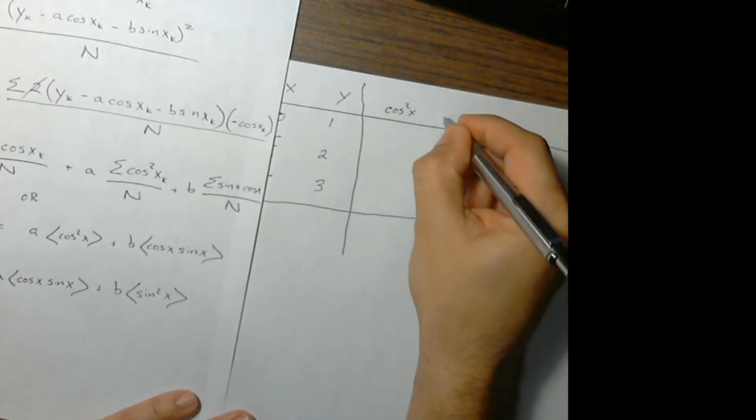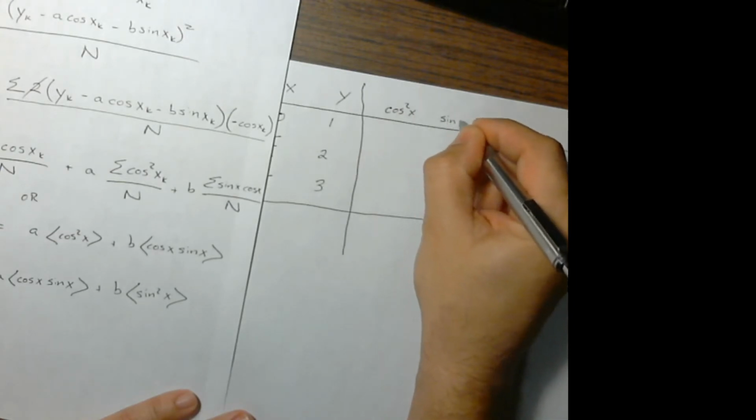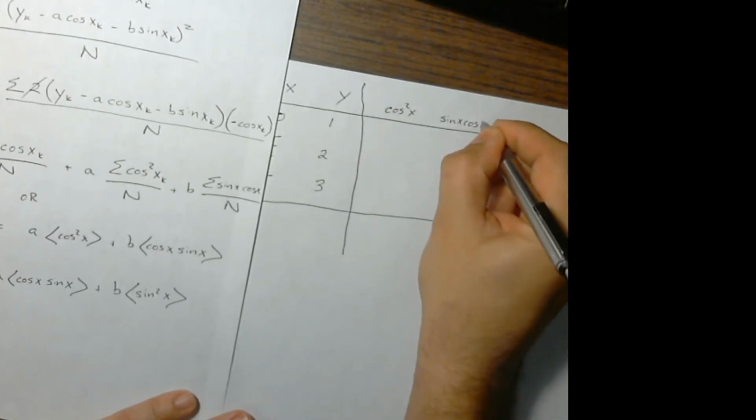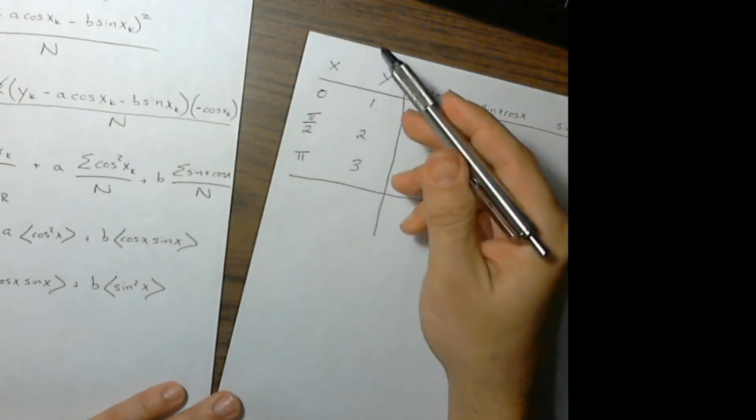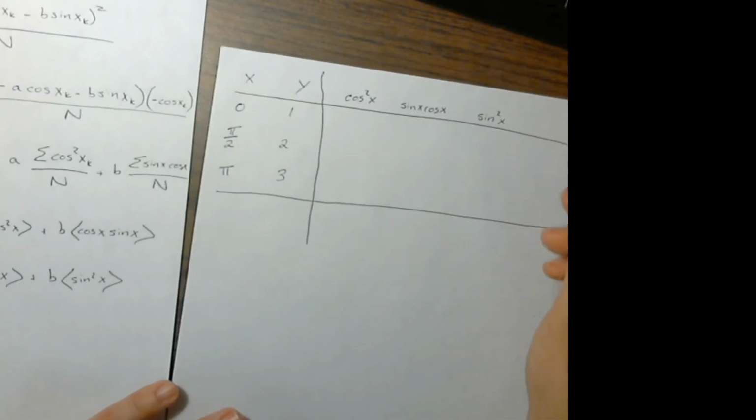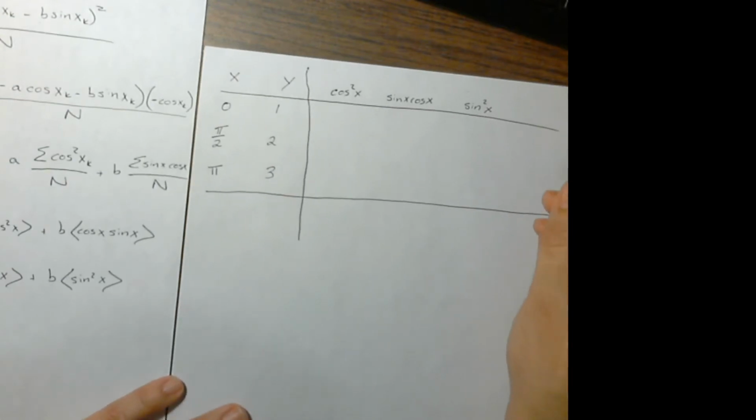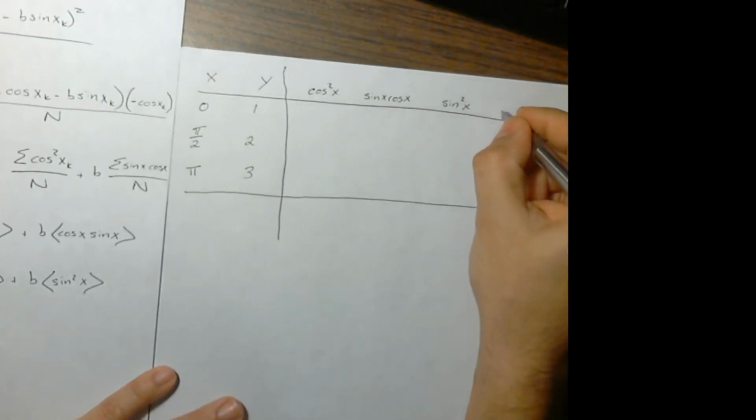I need to calculate sine x, cosine x. And I need to calculate sine squared of x. Now, fortunately, I happen to have chosen values of x that's going to make this really easy. I also need to calculate cosine y cosine x and y sine x. All right, and then I will have it.